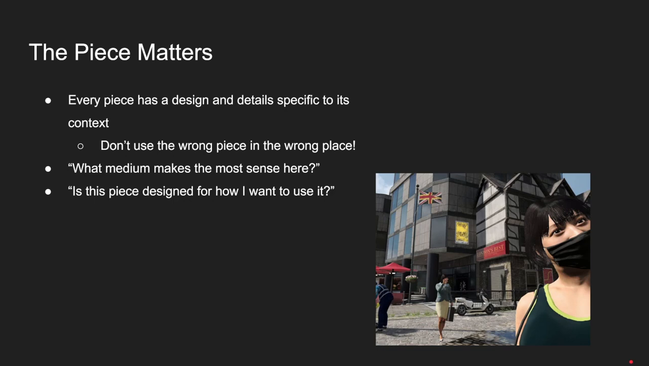Something else to keep in mind for graffiti placement is that the piece itself matters too. Most graffiti pieces in games aren't handmade for each location. The piece you choose to use in the location is just as important as the location itself. So basically, you don't want to use the wrong piece in the wrong place or in the wrong context. You should ask yourself what medium makes the most sense for this placement, and examine the piece and think about whether it is designed for how I want to use it. It's not always obvious, but through studying graffiti and looking at real world references, you'll learn to look out for what makes sense contextually.